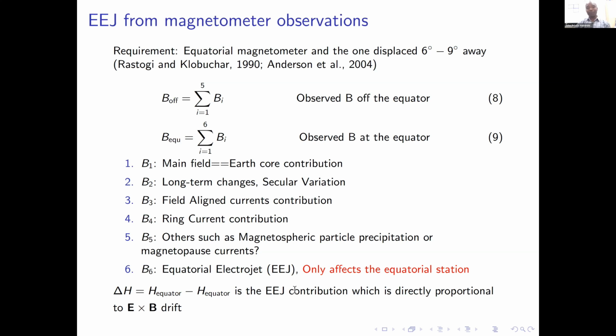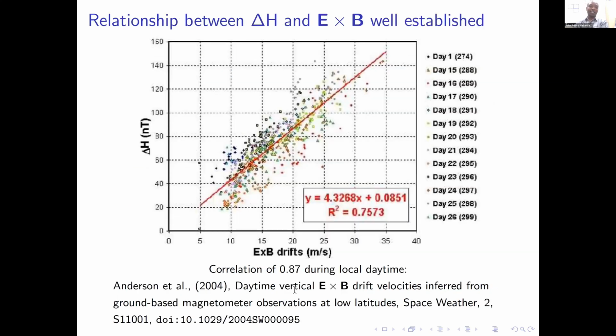And we know that that contribution itself is directly proportional to the vertical E cross B drift. And that has been shown experimentally in the paper by Anderson in 2004. So what Anderson did was to plot, for a number of days shown on your right-hand side, the changes in delta H, which is now the EEJ, the equatorial electrojet, alongside E cross B from the Jicamarca measurements over Kikamaka, and you can see the fit. And therefore, in absence of actual E cross B drift, one can use delta H as a proxy to tell us how the electrodynamics are behaving in low latitudes.